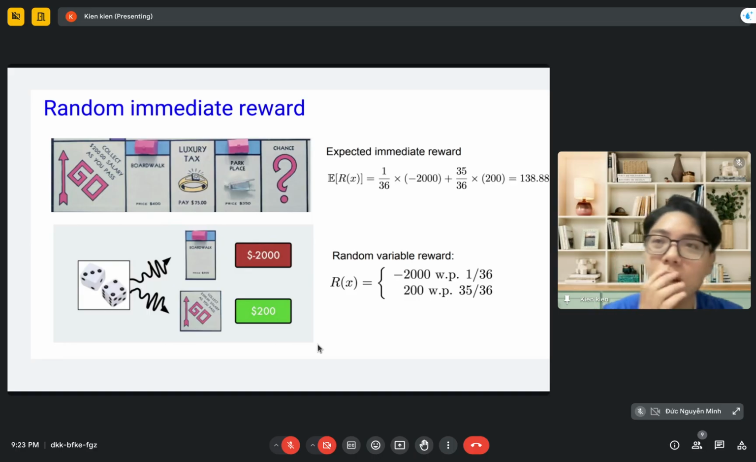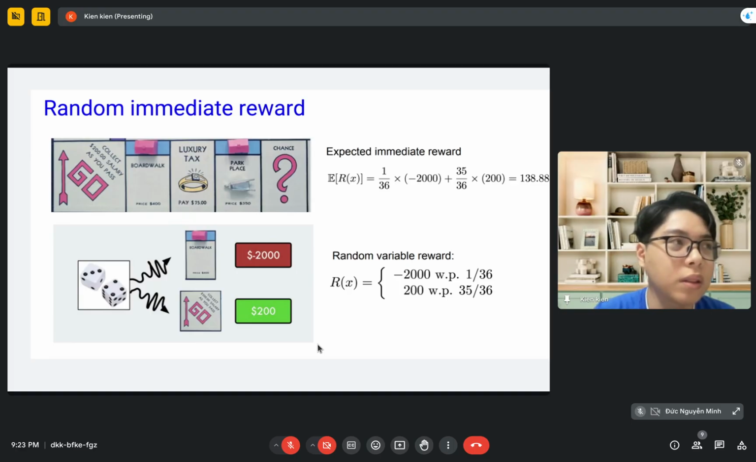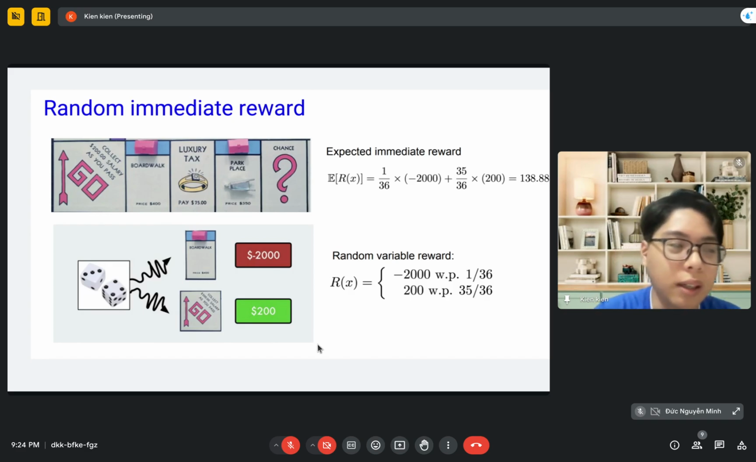But looking at it from another view, the expected value will be likely equal to the value if you go on the road without any penalty, but you gain a much smaller reward than $200.